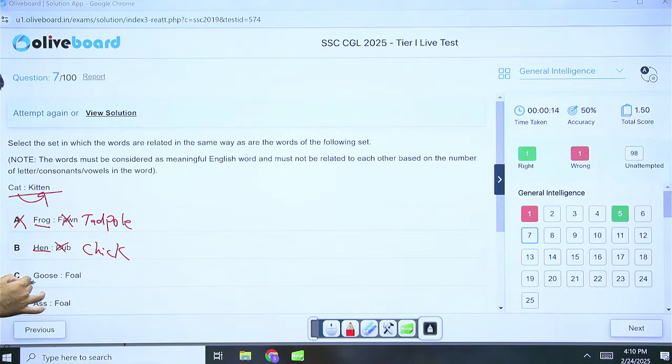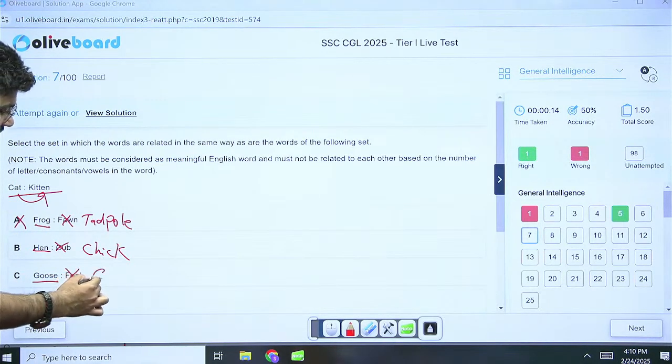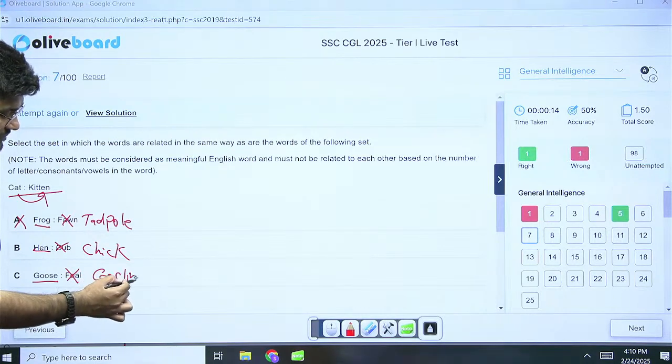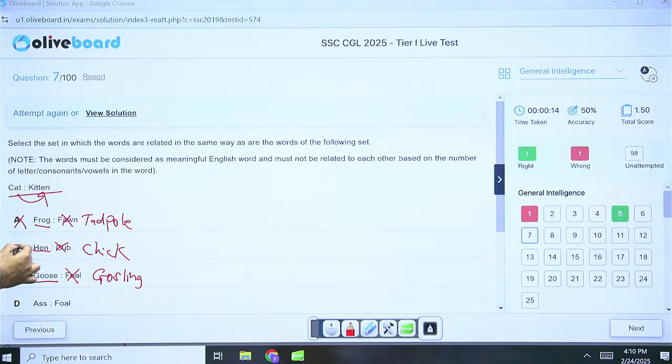For goose, it is not known as a foal. But anybody who knows what it is called? It is known as a gosling. Okay. So for ass, ass means something like a mule or a donkey, and their young one is known as a foal. So option D becomes my correct answer.